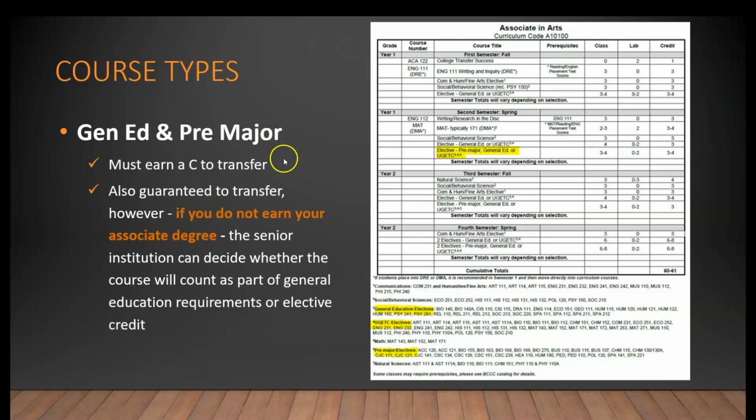Your Gen Ed and your pre-major courses, just like the UGETC, you must earn a C for it to transfer. And these are also guaranteed to transfer, but if you don't earn your associate degree, if you're just taking a class and then you're hoping that it will transfer to your senior institution, then the senior institution can decide whether it's going to apply to your general ed requirements or your elective credits. So there's a little wiggle room there, but again, you do have to make a C for it to transfer, and it will transfer, but the senior institution kind of gets to decide how to apply that credit if you don't earn your associate degree.